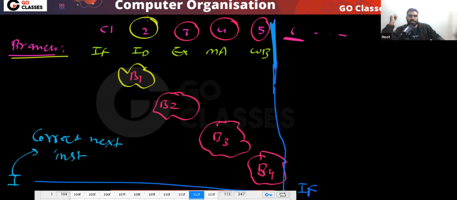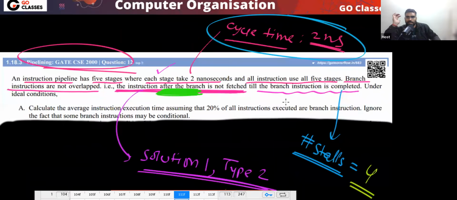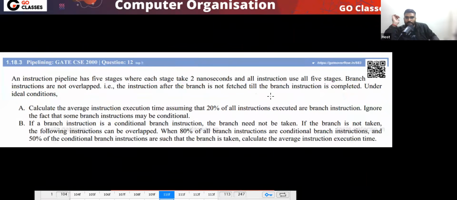So how many bubbles are there? 4 or 5? Did you understand the visualization? Is this visualization clear, that you are getting only 4 bubbles? Okay, you will only get 4 bubbles. Is this clear? Because the question is saying that the branch instruction is completed.